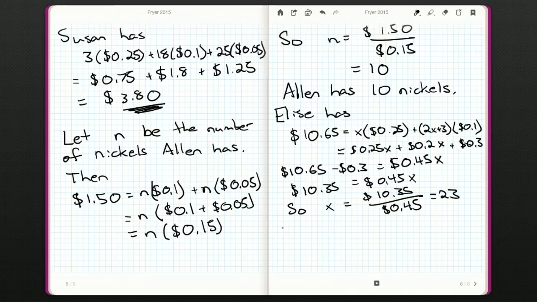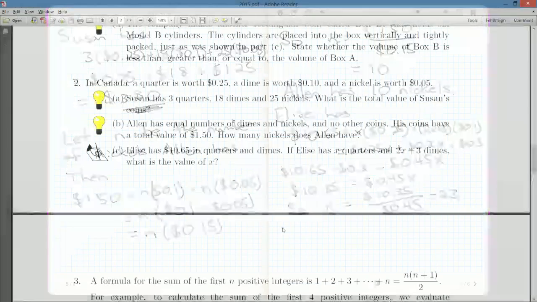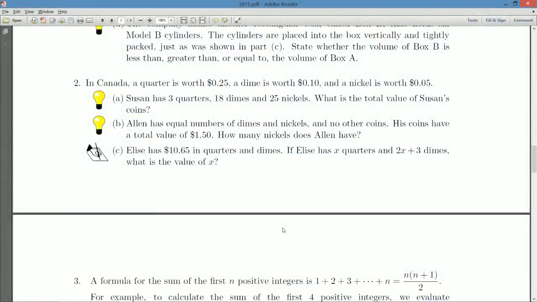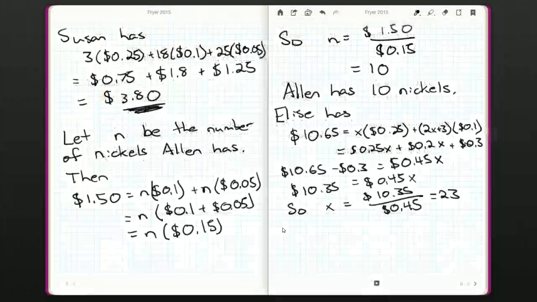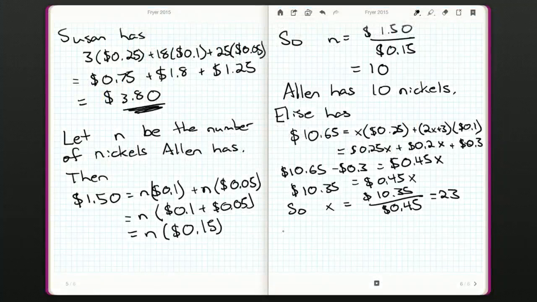Now, that's the number of quarters. Let's make sure they didn't ask for the number of dimes. They just asked for the value of x. We've got the value of x, but it's a written question, so let's make a little statement. We're not asked about quarters, we just want the value of x. So therefore, the value of x is 23. Nice. Actually, that appears to be almost as short a question as part B was.